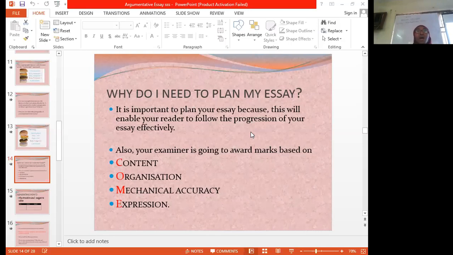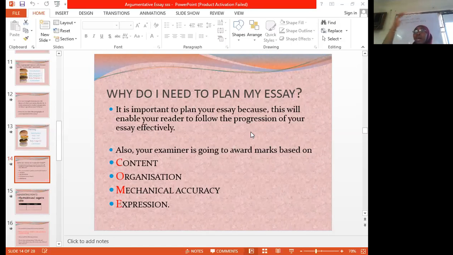Let's assume you are given the topic, boarding school is better than day school. And then you go about writing about secondary school is better than primary school. That means you're writing out of content. Then you're going to be awarded marks based on organization.